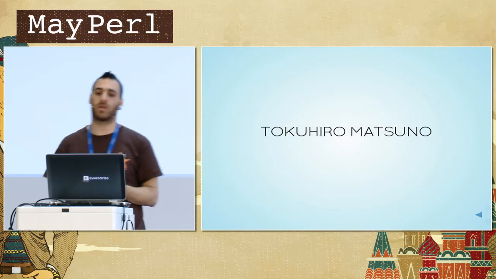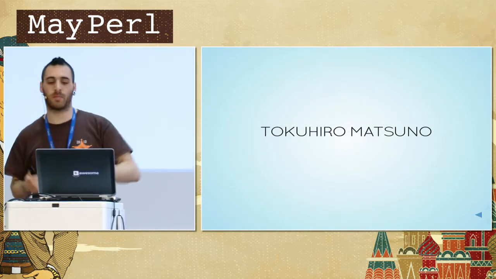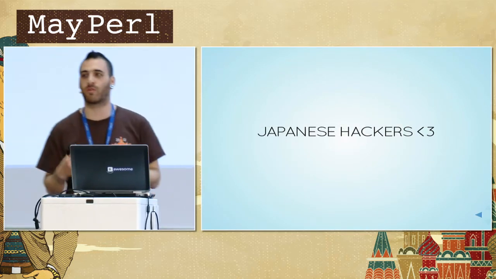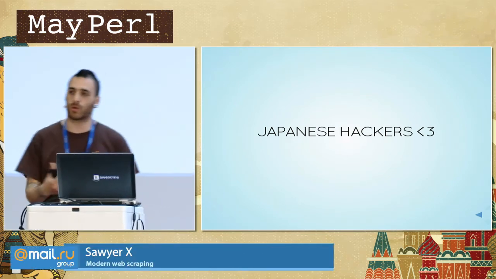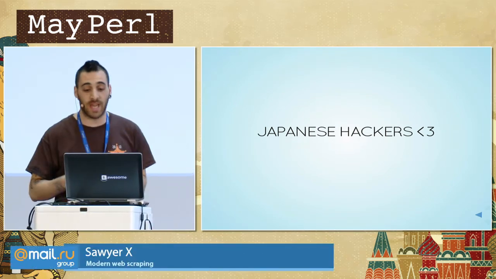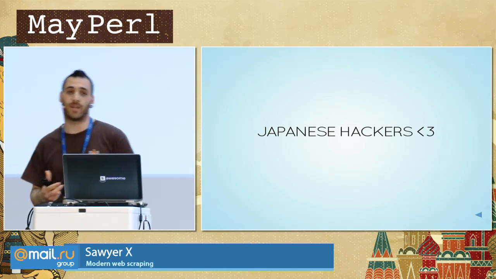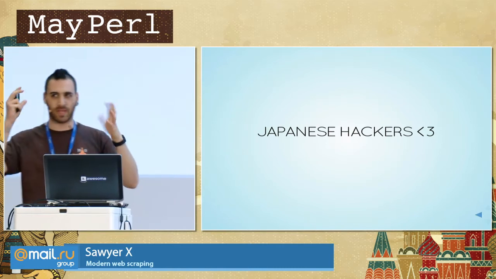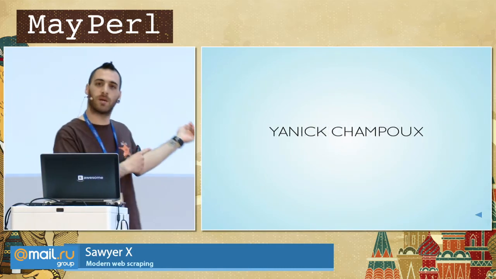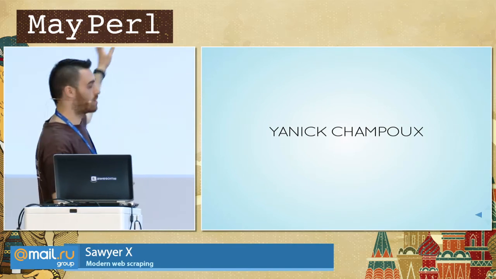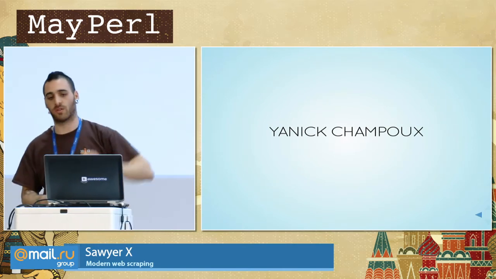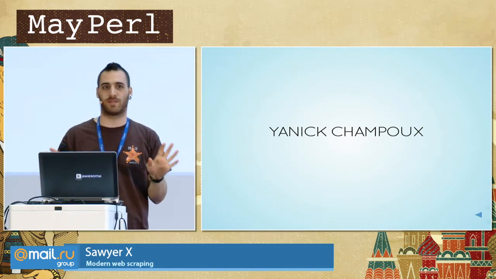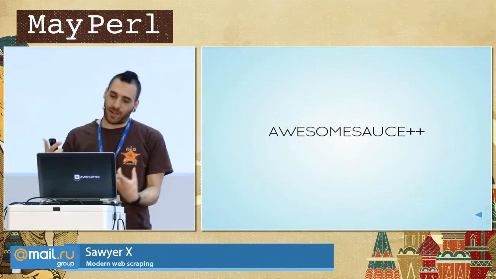It was written by Tokuhiro Masuno, an amazing Japanese hacker. So it is full of Japanese hacker awesomeness. If you've ever worked with code of Japanese hackers, they are crazy good. They are really bright and smart and interesting. And their code is amazing. So it's full of craziness. And recently, a person named Yannick Champeau, who's an amazing person, he's also a core dev and dancer, got a commit bit, so just watch out. It's going to get crazier.